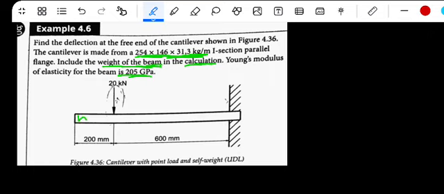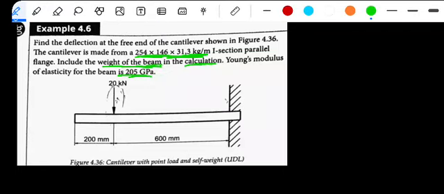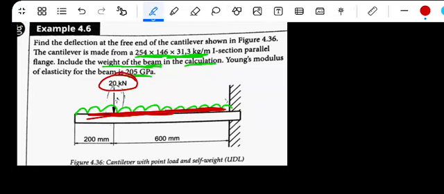When you include the weight of the beam, the weight is acting like a UDL. Now we have two things, be very careful: a point load and the UDL. Remember, if it's the weight of the whole beam, it's only one UDL, like this. This is a UDL, so you must include the formula for UDL.